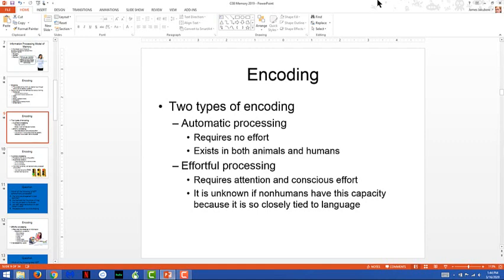Effortful processing, as we're going to see, requires a great deal of attention and conscious effort. And in fact, the system that is going to be engaged most forcefully in effortful processing is going to be the process of rehearsal. Repeating, repeating, repeating. Information that will be of a symbolic form, like language, will have to be repeated over and over and over again before it can be turned into a long-term memory.